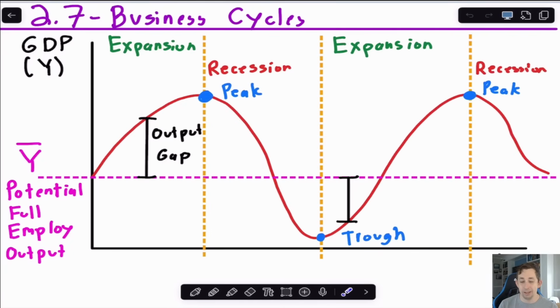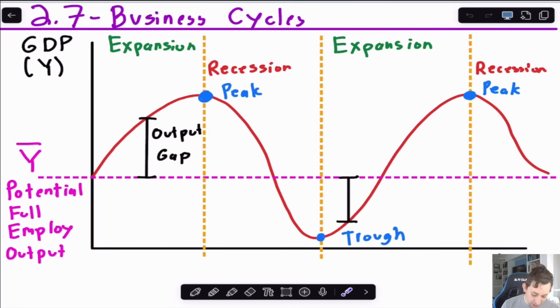Now let's think about this graph and divvy it up into different sections. If this is my potential output and this is my actual output, then the difference between actual and potential is what we call an output gap. Here in this example, our output gap is positive, and we're in an expansion because it's rising, because we're above our potential output. On the other hand, if I measure the output gap here at this recession, then our actual output is below our potential output.